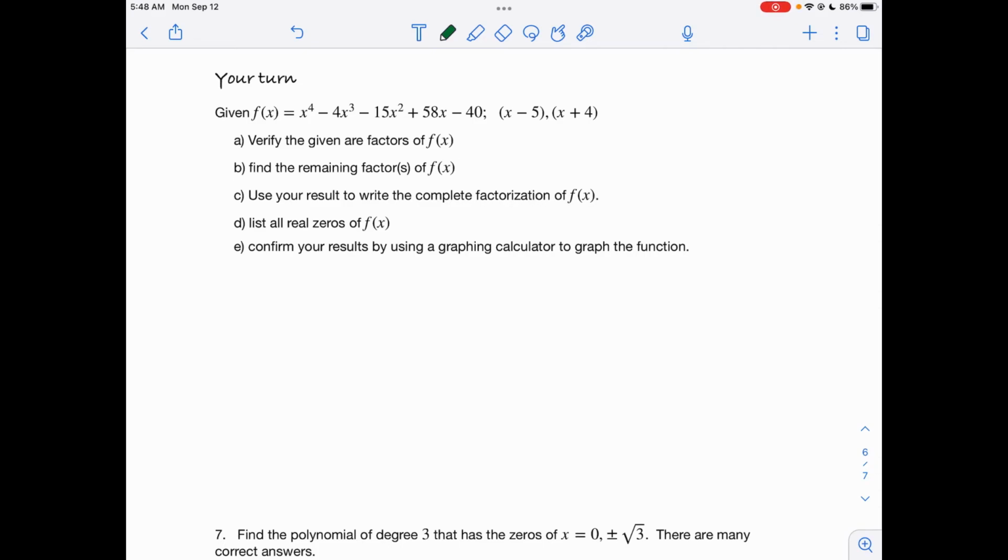Okay, we're going to start with A, and we're going to verify that each of these are factors. I notice my powers of x are decreasing by 1, so I don't need any placeholders. So that's 1, negative 4, negative 15, 58, and negative 40. And I'm going to start with x minus 5, so that means I have a 5 out here in the divisor. And so bring the 1 down.